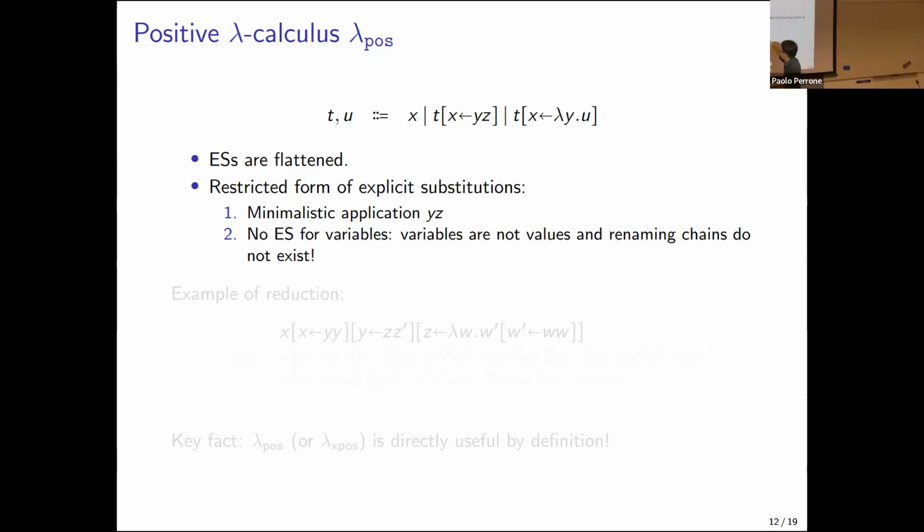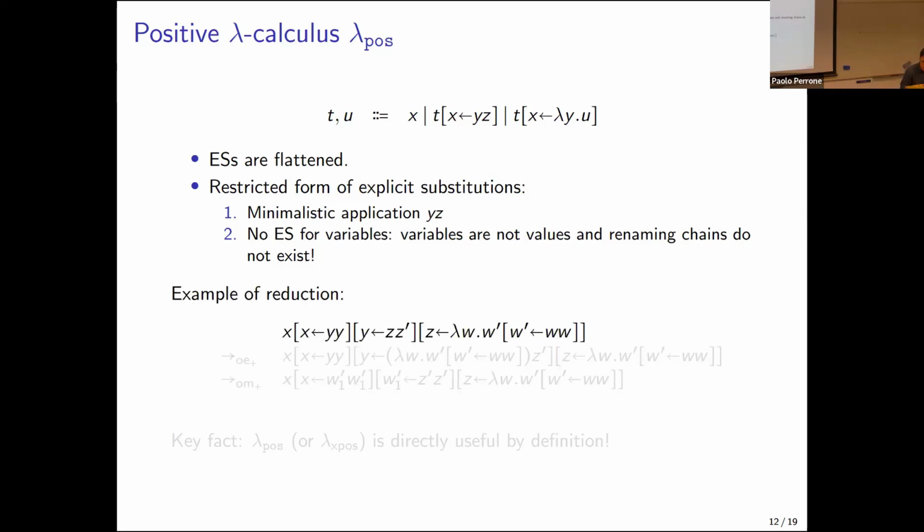So we only have variables applied to variables. And there's no explicit substitution for variables. So variables are not values by definition, because in the syntax we just simply cannot write explicit substitutions for variables. And so the problem of name change does not exist in this calculus. So here I'm just going to give an example reduction without telling you the reduction rules.